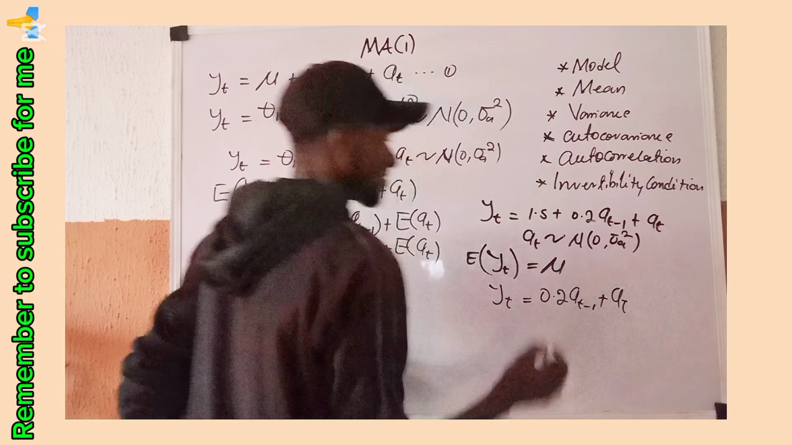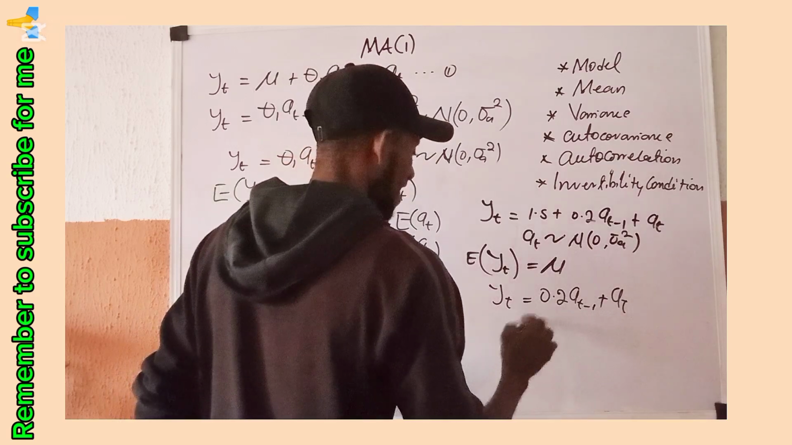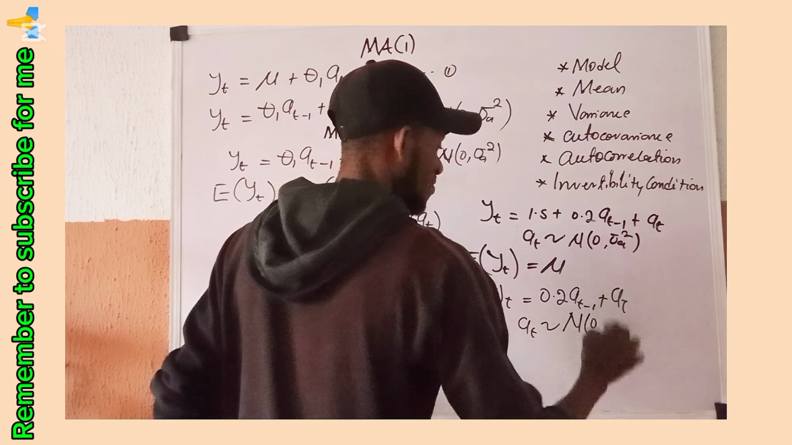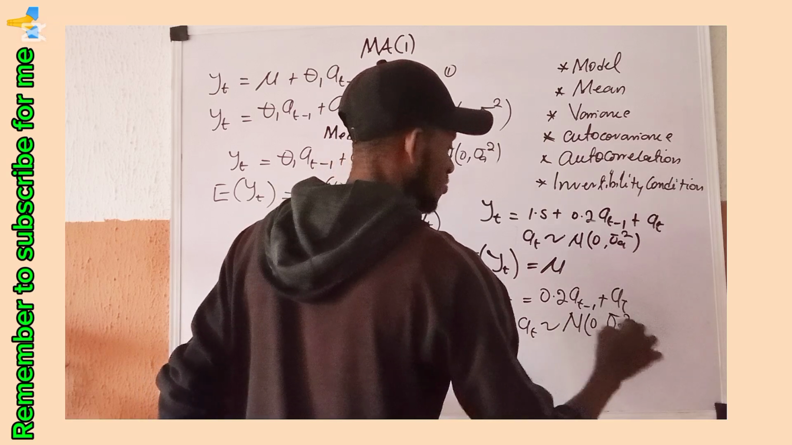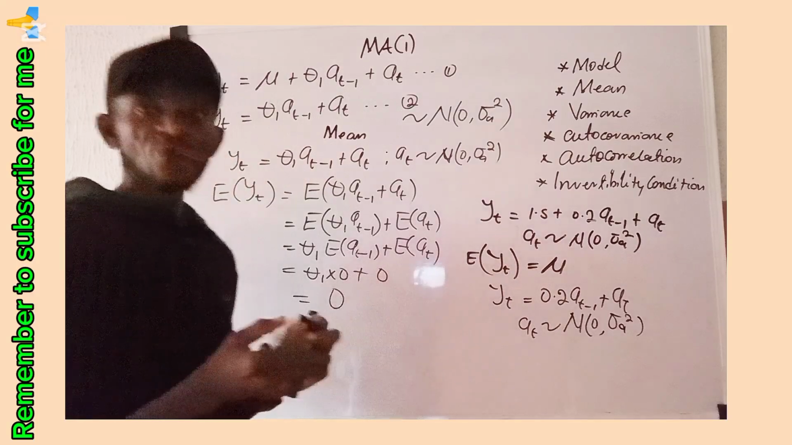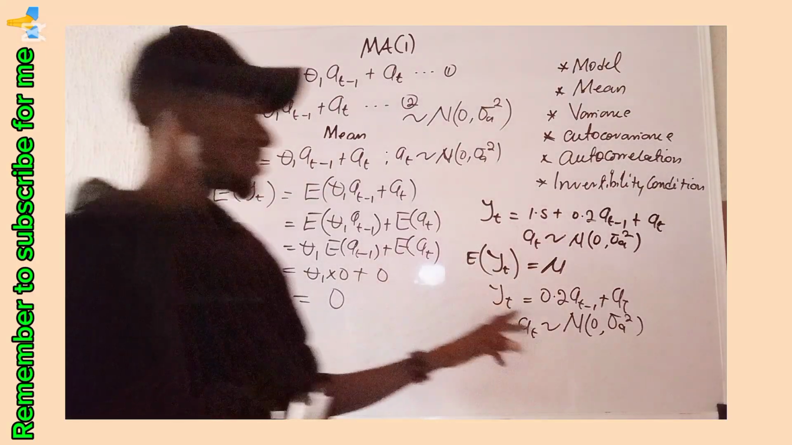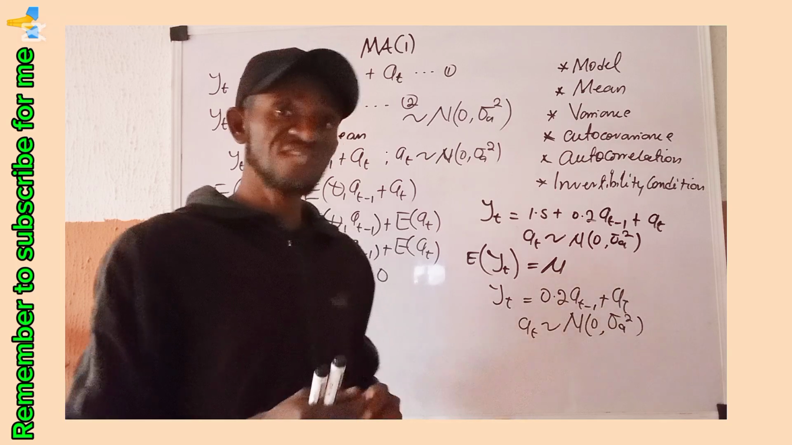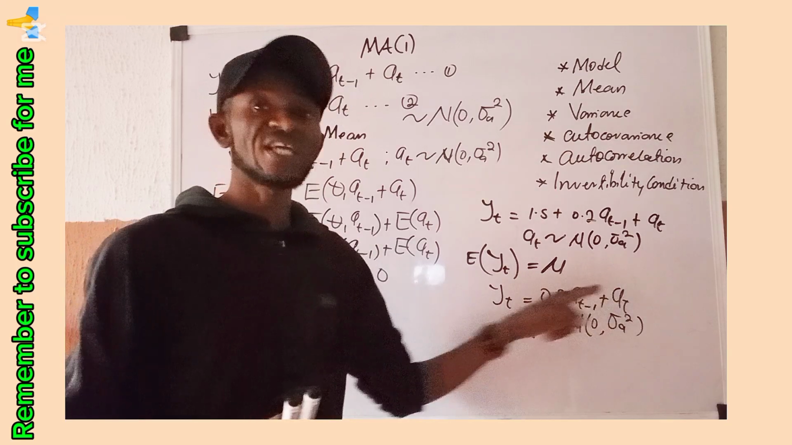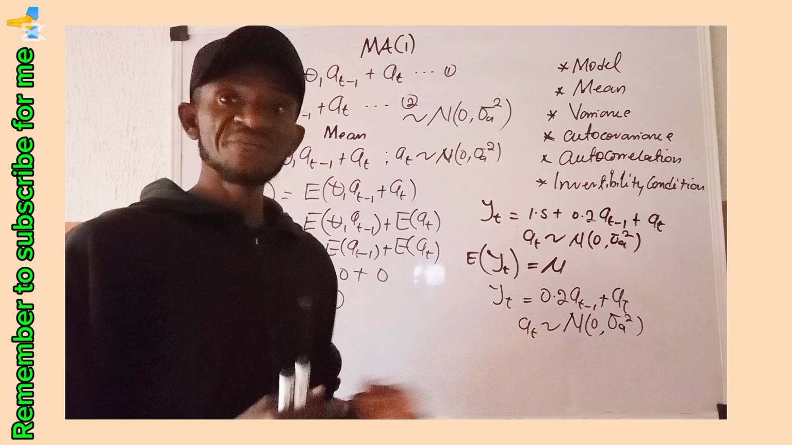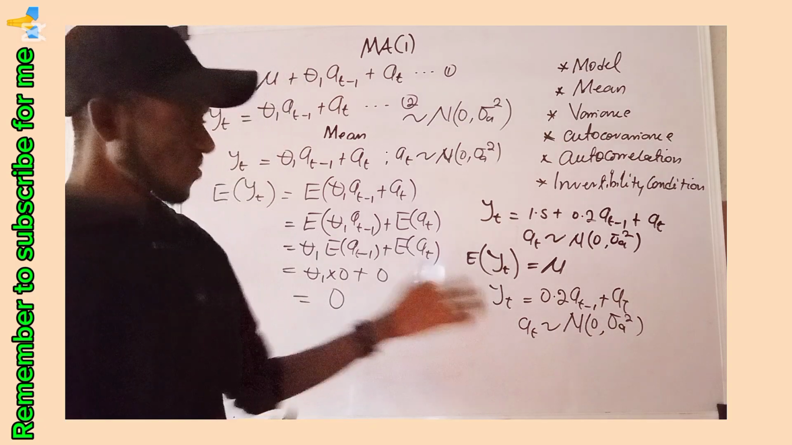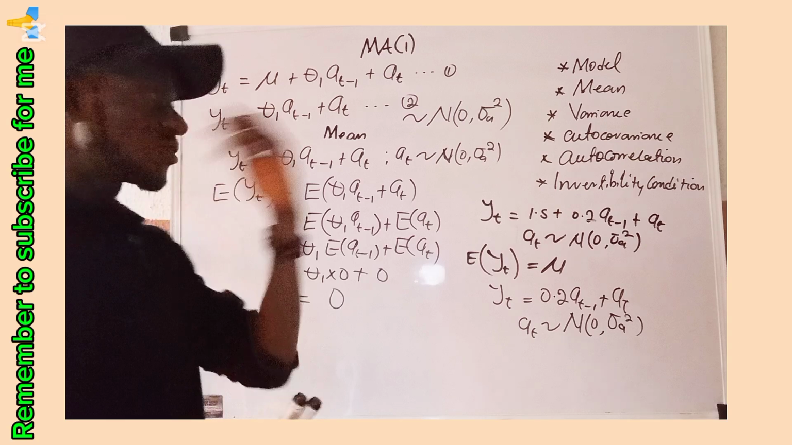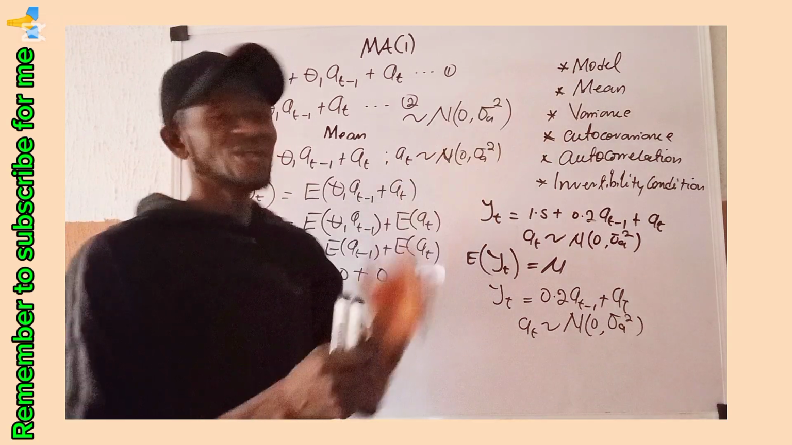However, when we are given something like y of t equals 0.2 a of t minus 1 plus a of t, and we are equally told that a of t follows a normal distribution with mean 0 and constant variance sigma squared of a, and we are told to find the mean of this model, the mean of this model becomes 0, because there is no constant term here, which we call the mean constant. So that is how to go about obtaining the mean.